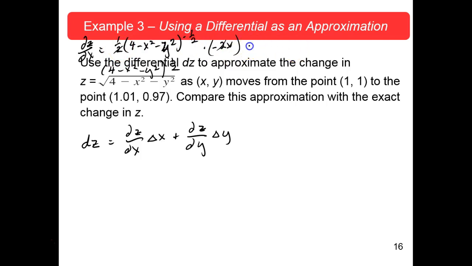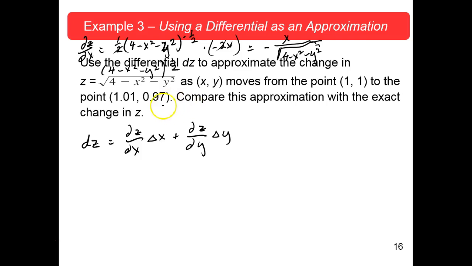So what we have here, I'm going to write it back in radical form: minus x over the square root of 4 minus x squared minus y squared. That's your partial with respect to x.